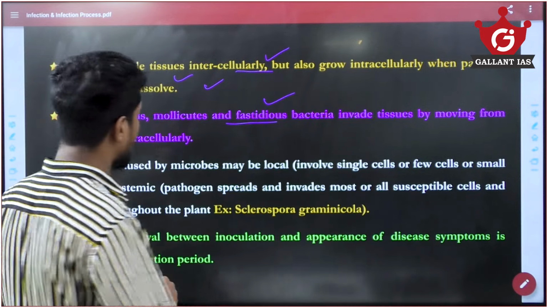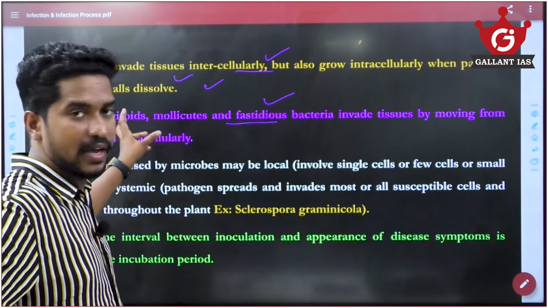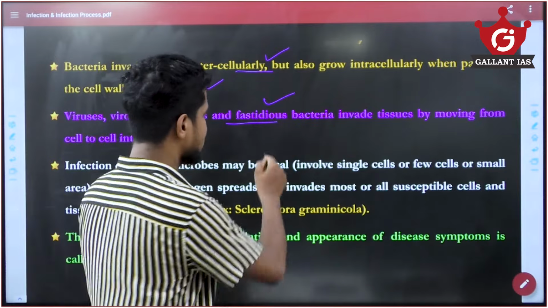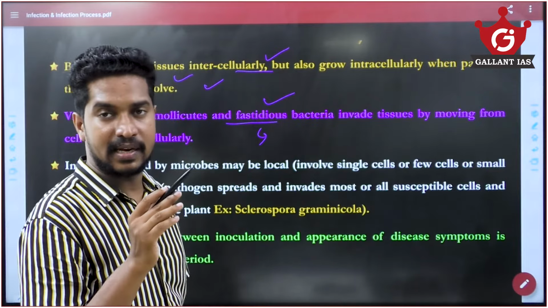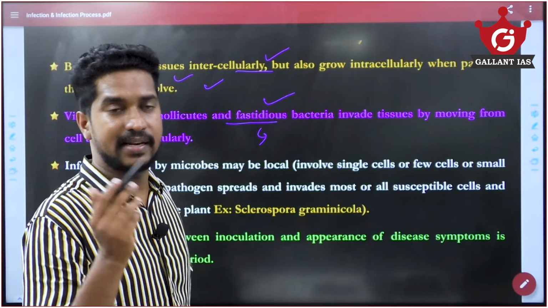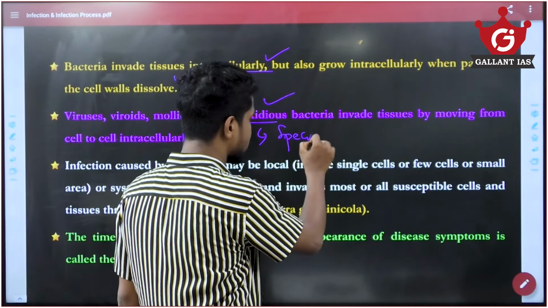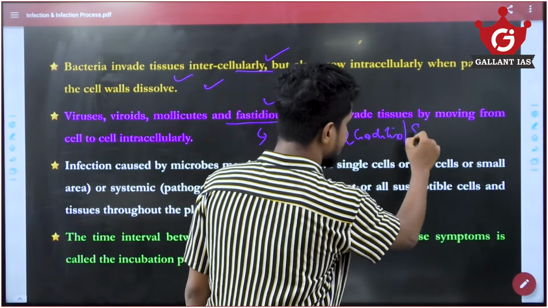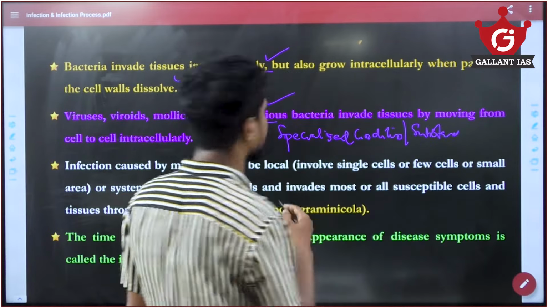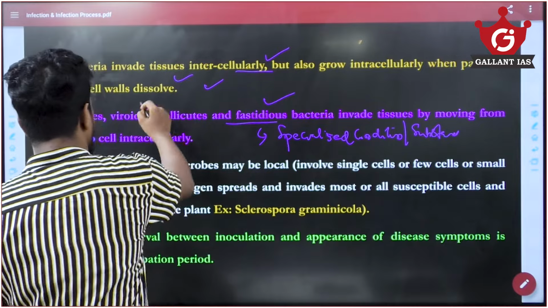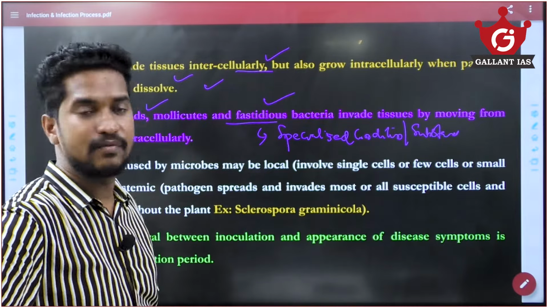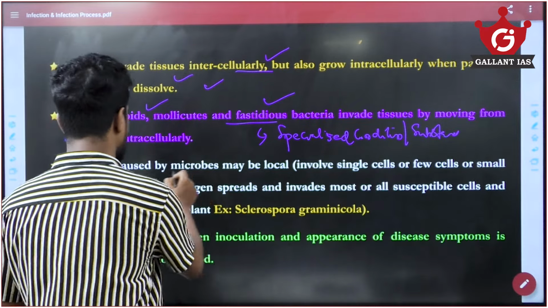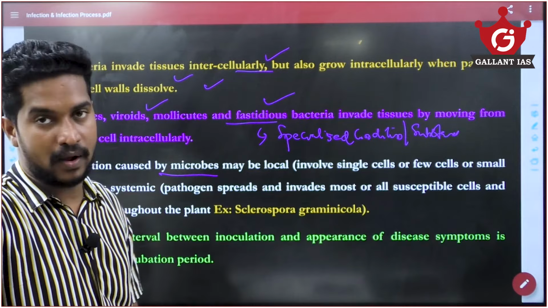Viruses, viroids, molecules and fastidious bacteria invade tissues. What do you mean by fastidious bacteria? We have discussed that term. It requires specialized conditions and substances for their growth and development. The other term for molecules is mycoplasma. Viruses, viroids, mycoplasma and fastidious bacteria invade tissues by moving from cell to cell intracellularly.